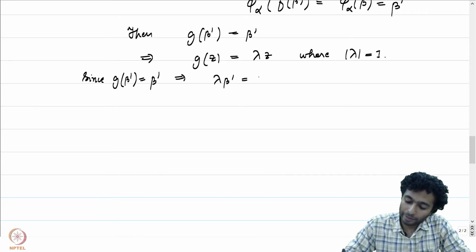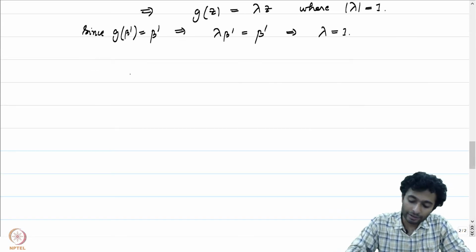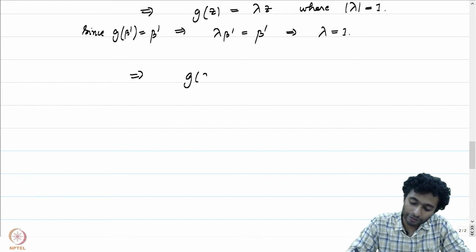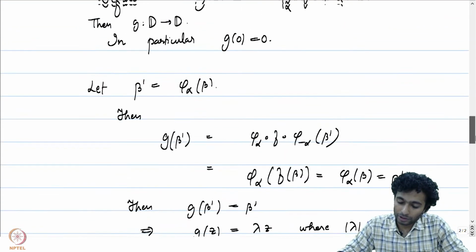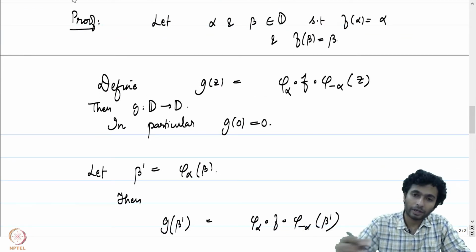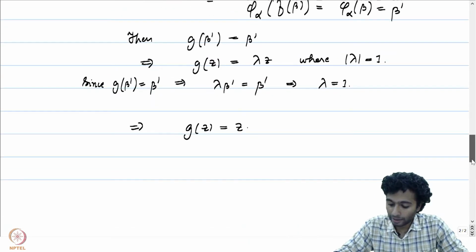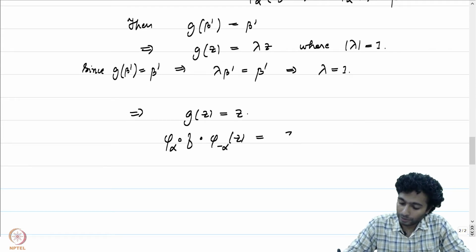We have lambda beta prime is equal to beta prime, which tells us that lambda is equal to 1. It's precisely equal to 1. And hence, this tells us that g of z is equal to the identity. But what was g? G was very special. We had defined g in this manner, right? Let's go back and define our g: phi alpha composed with f composed with phi minus alpha of z. This is equal to z.